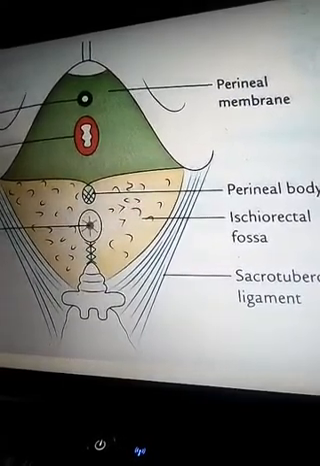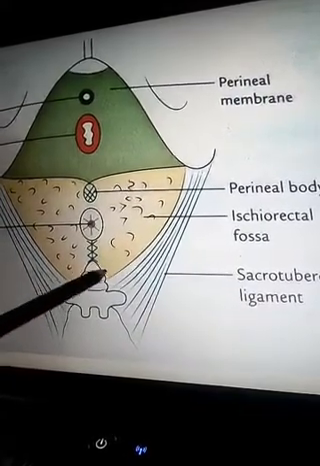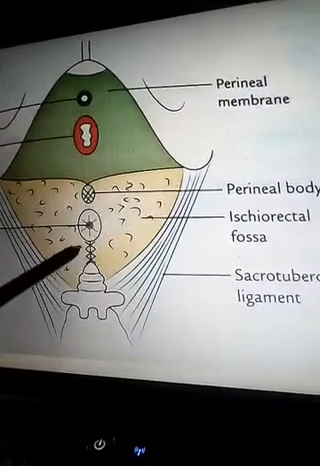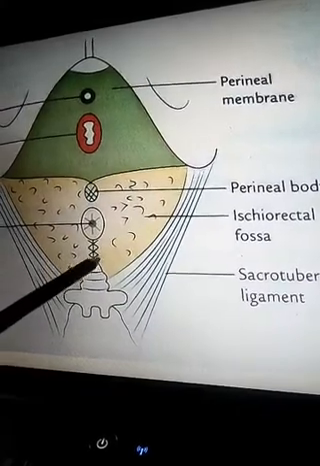Another is the perineal branch of the fourth sacral nerve. It supplies the skin posterior to the anus. This area is supplied by the perineal branch of the fourth sacral nerve.